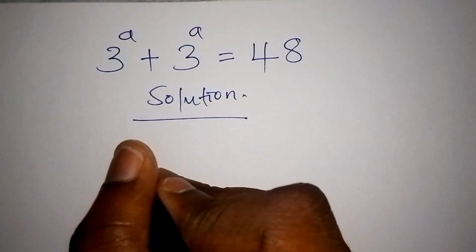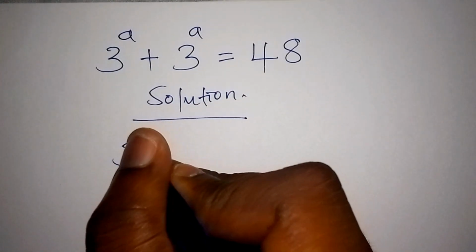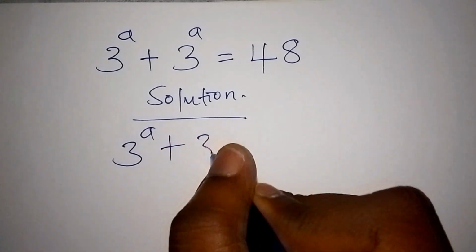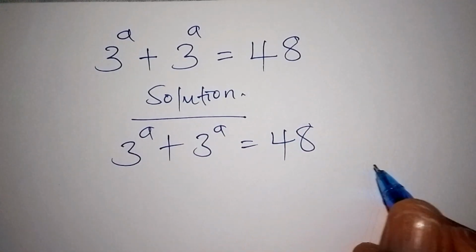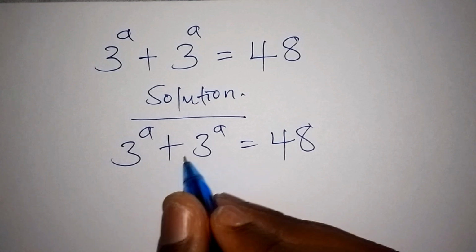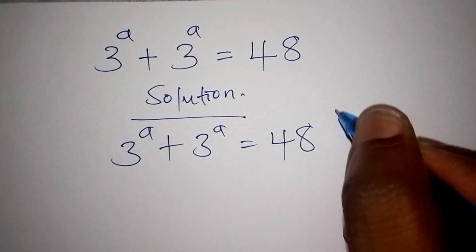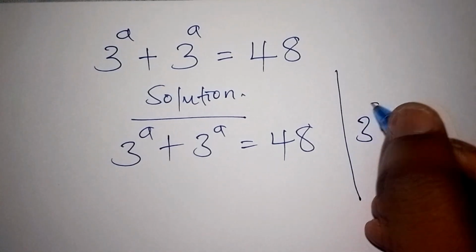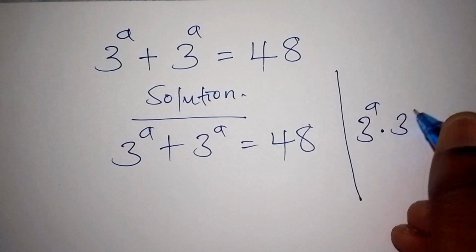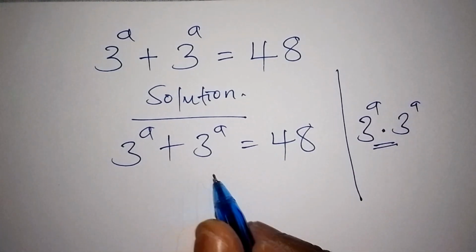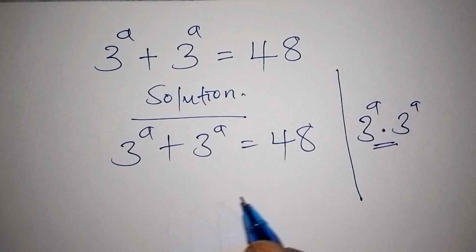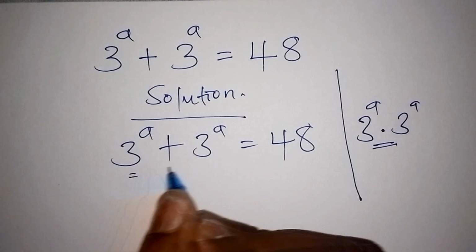So on our solution, we have 3 to the power of a plus 3 to the power of a is equal to 48. Let's check the sign. The sign is plus. It is not multiplication, whereby we can have 3 to the power of a multiplied by 3 to the power of a. So watch out for the sign. The sign is plus. So the first thing that you need to do is factorize 3 to the power of a plus 3 to the power of a.